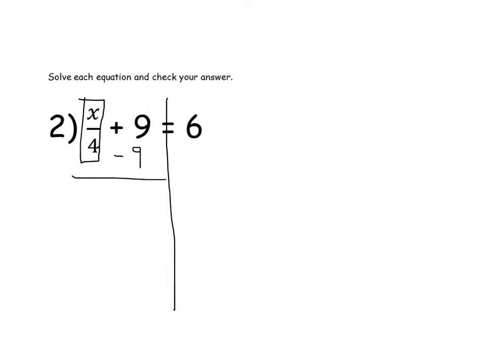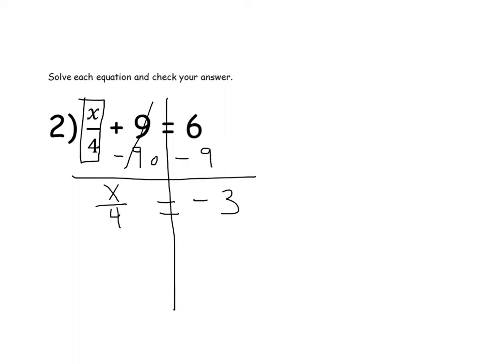To keep our equation balanced, if we take 9 away from this side, we must take 9 away from the other side. 9 minus 9 goes to 0, so I'm going to put a little 0 there to see that it goes to 0. I bring down what I have left. I have left x over 4. I bring down my equal sign. 6 minus 9 is a negative 3. Make sure to use your calculator to double check your math. Do mental math first, then use your calculator. Step 1 is now done.